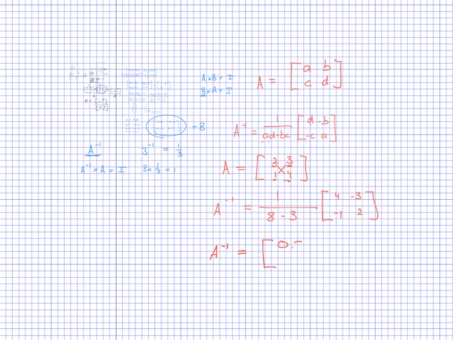Hopefully you'll find that it's 0.8. What's 1/5 of minus 3? Hopefully you'll find that it's minus 0.6. 1/5 of minus 1, you should know, is minus 0.2. And 1/5 of 2 is 0.4.